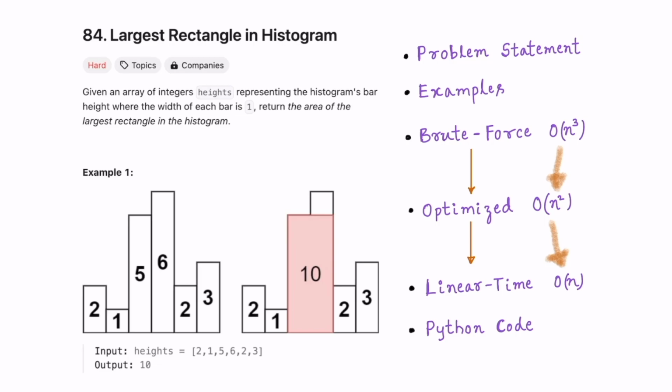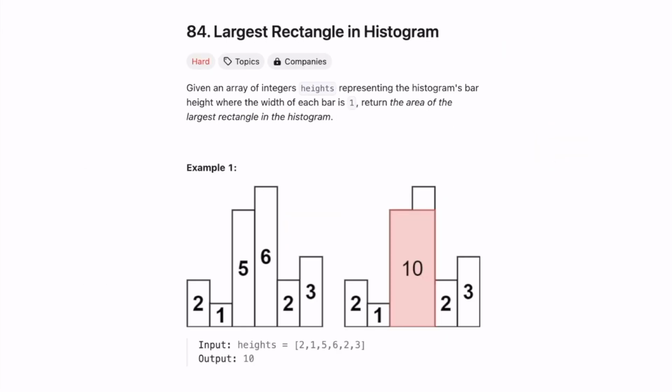Let's get started. Given an array of integers heights representing the histogram's bar height, where width of each bar is 1, we have to return the area of the largest rectangle in the histogram. Here is an example input array heights, where each element represents height of a bar in the histogram this input array represents. For example, 5 is height of the bar at index 2. In this histogram, we have to find the area of the largest rectangle.